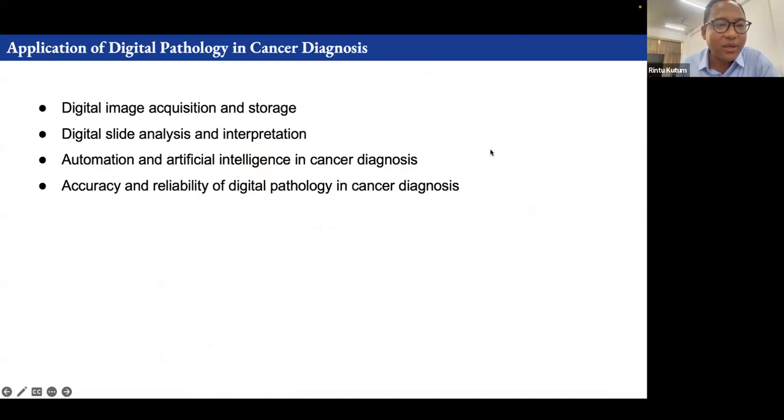So what are the applications of digital pathology? Typically, we talk about digital image acquisition and storage becoming very swift, and digital slide analysis and interpretation can also be done very easily. Then automation and artificial intelligence integration in cancer diagnosis or other areas becomes very effective.